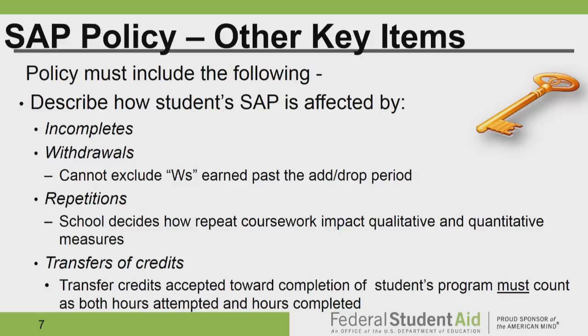One of the things that you need to include is how your SAP policy is affected by 4 key things, and that's incomplete grades, withdrawals, repetitions, and transfers of credit. So for example, we highlight that for withdrawals, you can't exclude W's earned past an add and drop period. That was a question that we got frequently. If it's after your add drop period and it's on that student's transcript, you need to include that as a course that's attempted.